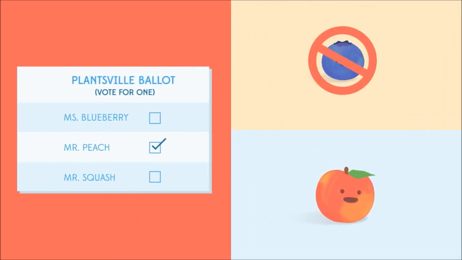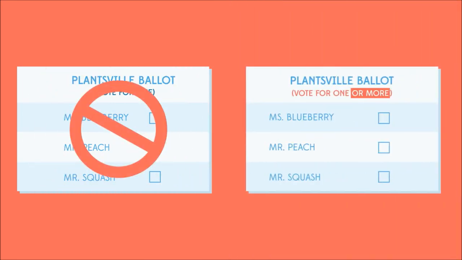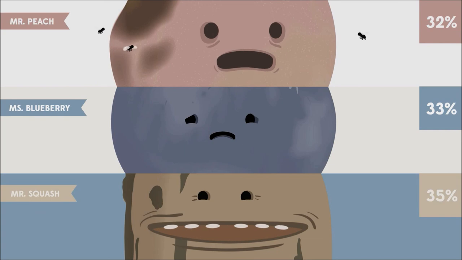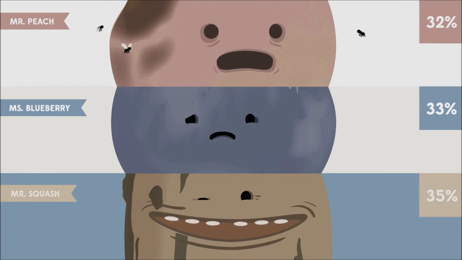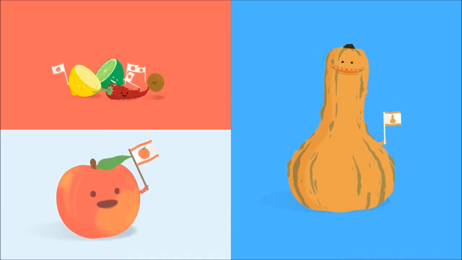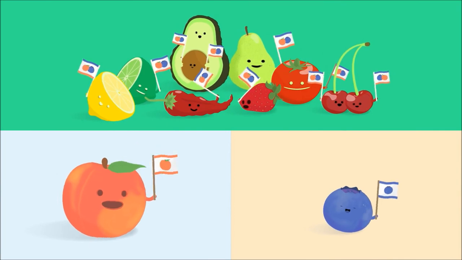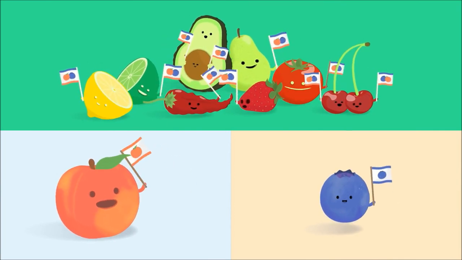A simple solution is to change the ballot from vote for one to vote for one or more, allowing everyone to state all the candidates they support. This is called approval voting. With approval voting, the election would have gone quite differently. Peach's supporters no longer fear that a vote for Peach will help elect Squash. Instead, they show their sincere support for Peach and also Blueberry.